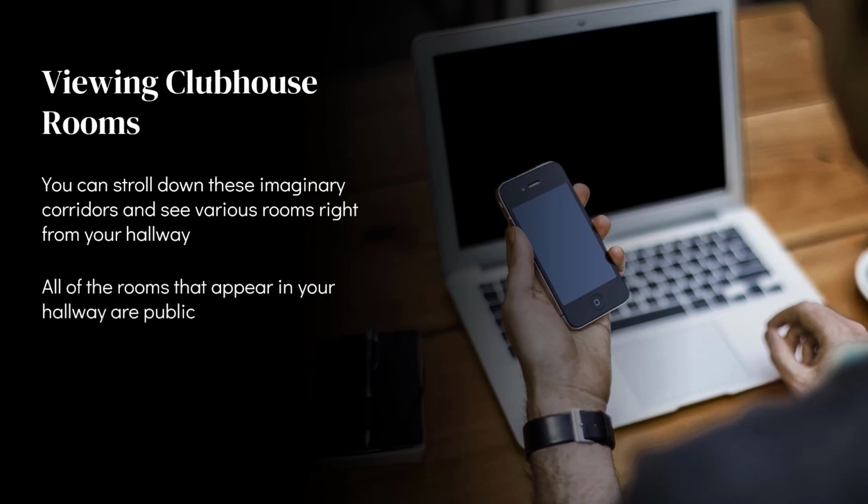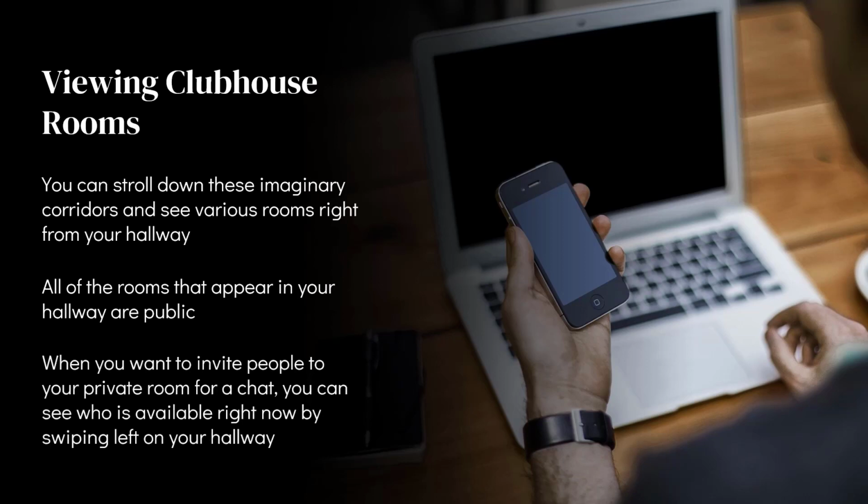All of the rooms that appear in your hallway are public. They are available for anyone to enter. Alternatively, you can create a private room where you can invite one or more of your connections so that you can talk in private. When you want to invite people to your private room for a chat, you can see who is available right now by swiping left on your hallway. You will see everyone available here and whether they are online or not and which rooms they are in if they are in a room.